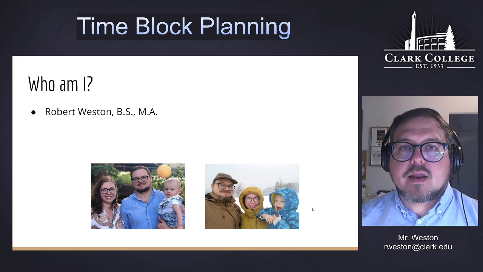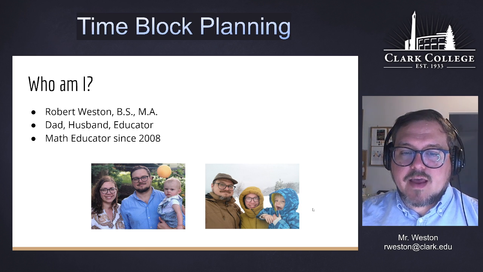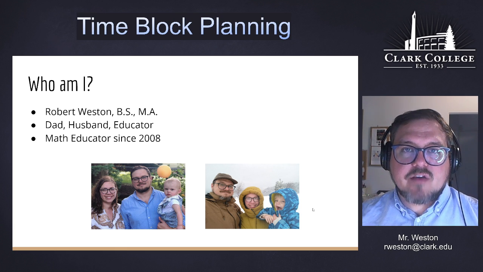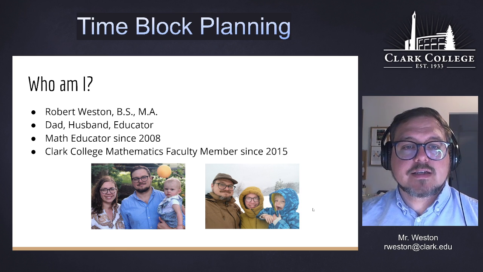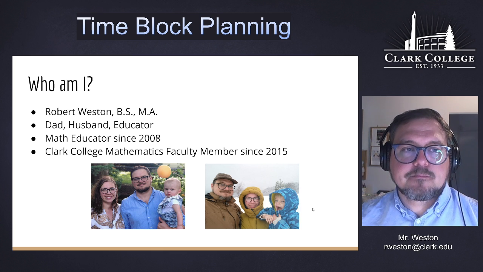Who am I? My name is Robert Weston. I'm a mathematics educator at Clark College. Here you can see my wife Anna, my son Jack. Jack's about 3 years old now. I've been a math educator since about 2008, and I've been a Clark College mathematics faculty member since about 2015.